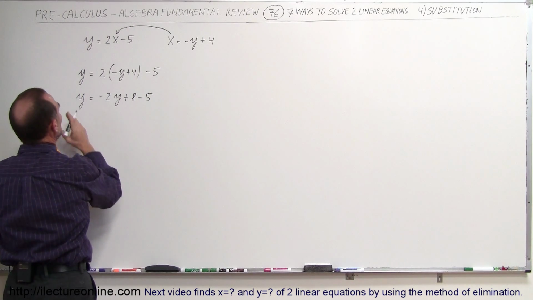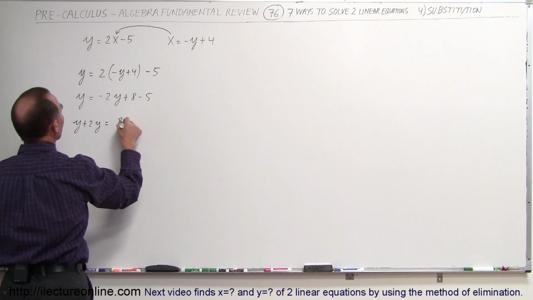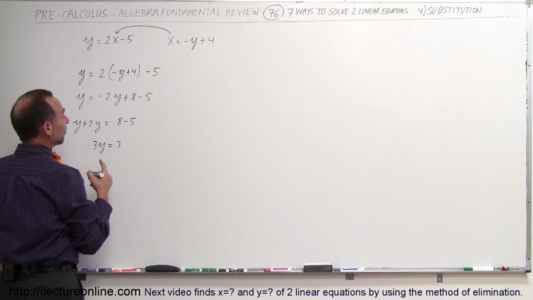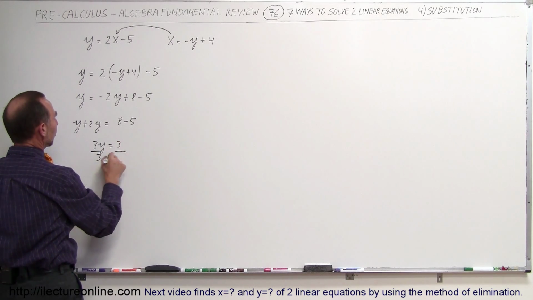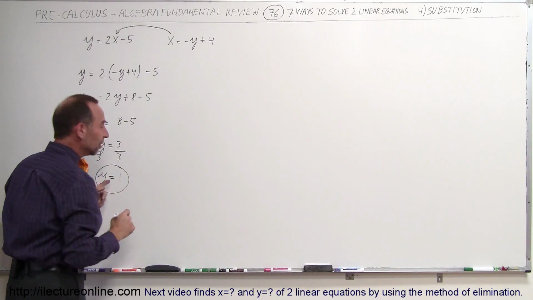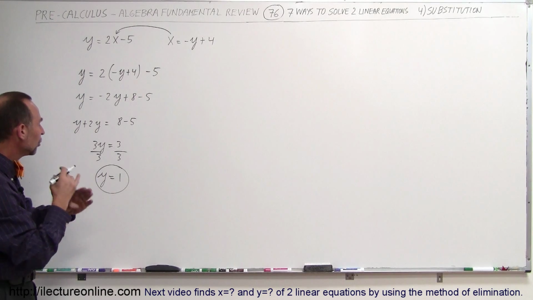Now taking all the y's over to one side, we get y plus 2y is equal to 8 minus 5. That means 3y is equal to 3. Dividing both sides of the equation by the coefficient in front of the variable, we get y equals 1. So that's the location, at least the y coordinate of the point where the two lines cross.